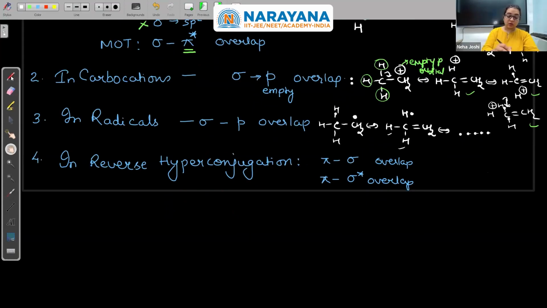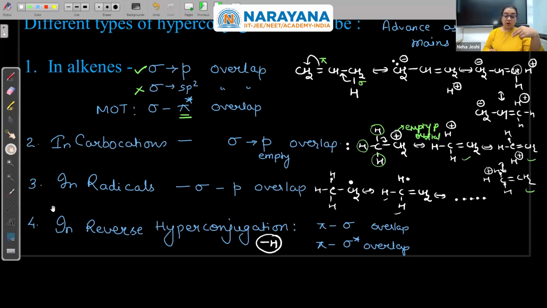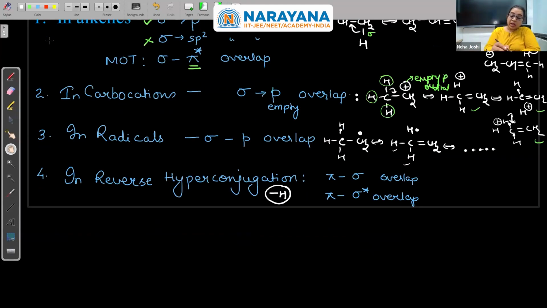In reverse hyperconjugation, let us talk of reverse hyperconjugation, which is also referred to as minus H, right? Because hyperconjugation can be of two types. One in which the system is giving electrons, like here, and one where it is taking electrons. We are just about to draw reverse hyperconjugation. So let us draw. It is found in such systems where three halogens are attached.